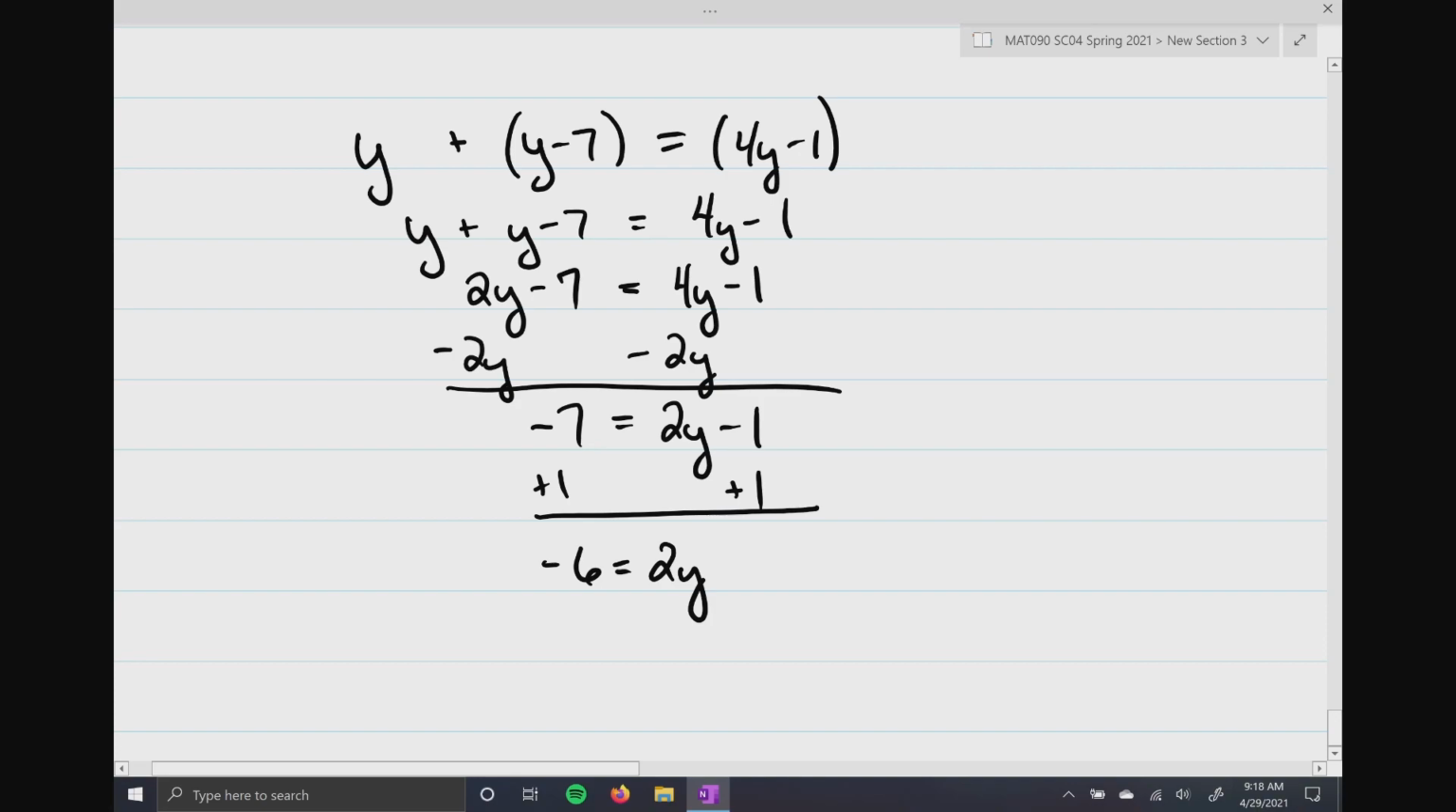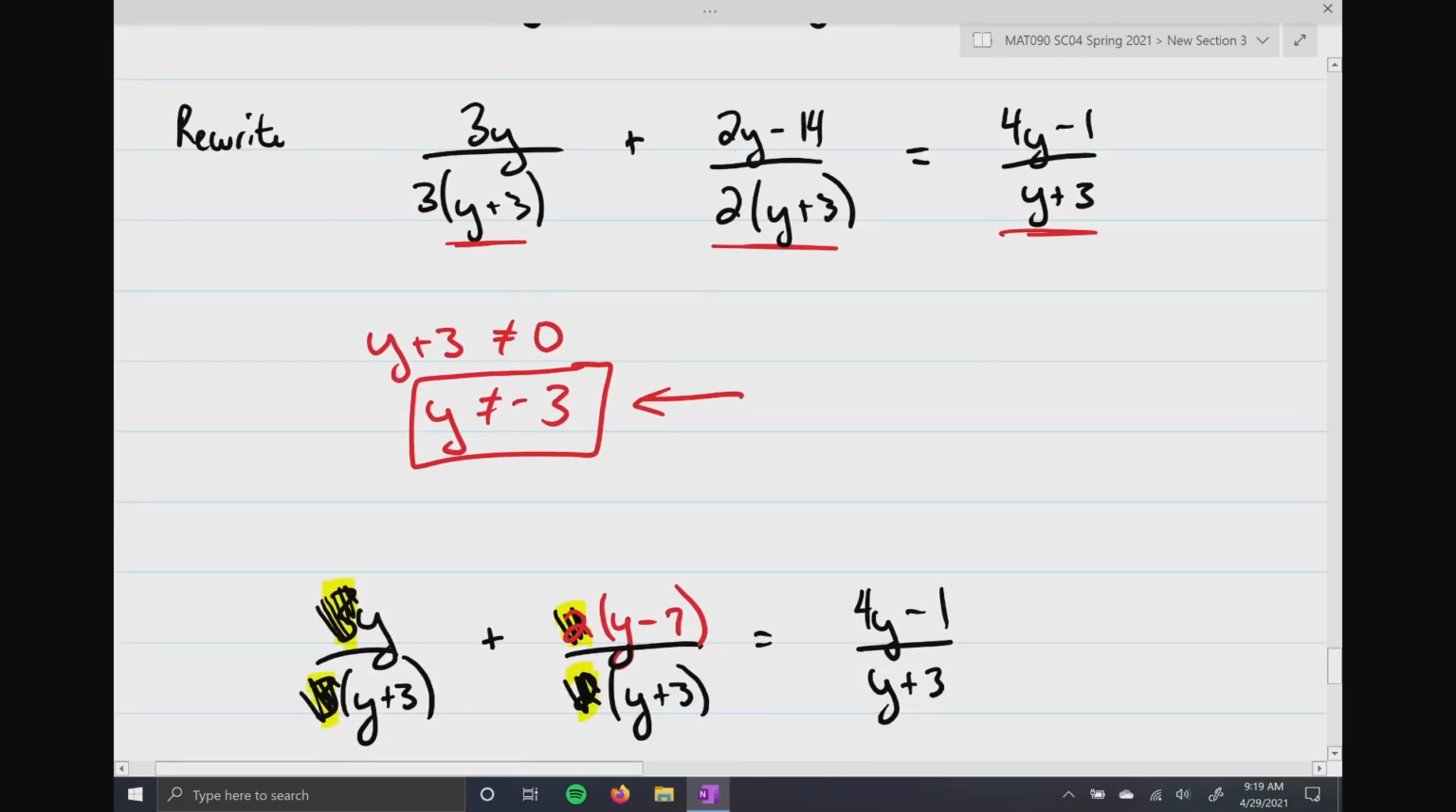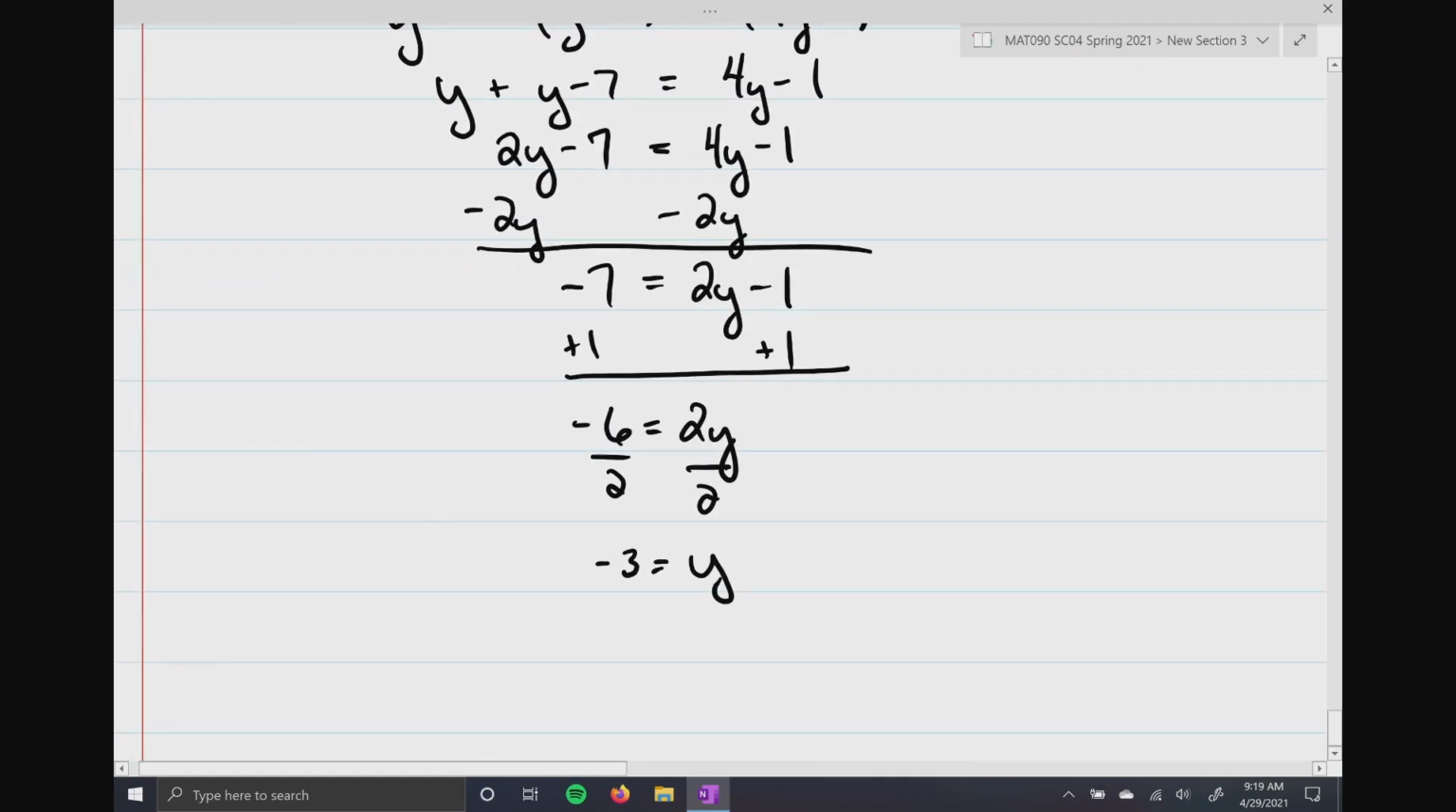And then my last step, I divide both sides by 2 to give me a potential solution of y equals negative 3. Now, we know from the very start of the problem, I'm going to scroll all the way back up, that y is not allowed to equal negative 3. Yet, that's what we came up with. So, we put an X and rewrite no solution.